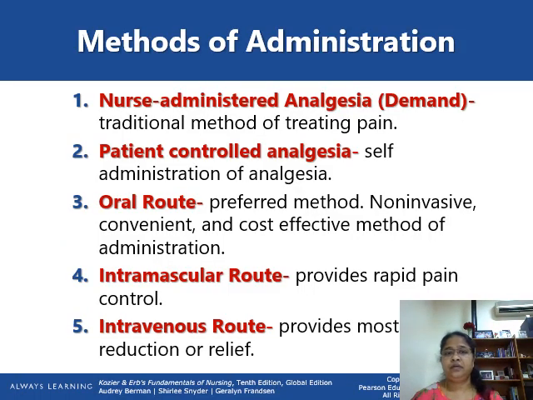What are the ways of administering drugs? There are some easy methods. Whenever the patient is in pain, whenever the patient is asking, this is the traditional method of treating pain. There is an order written, every 4 hours or every 6 hours, and they take it. And the second method, which is very new, is called patient controlled analgesia. We call it PCA.